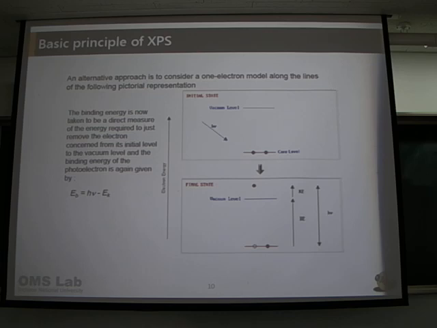h nu is the total incident energy. It's already known from our instrument, because the instrument gives this incident energy. There are two parameters: one is h nu, which we apply, and the other is the kinetic energy, which we measure with the detector. We don't measure the binding energy directly; by using these two parameters in the equation, we can calculate it.